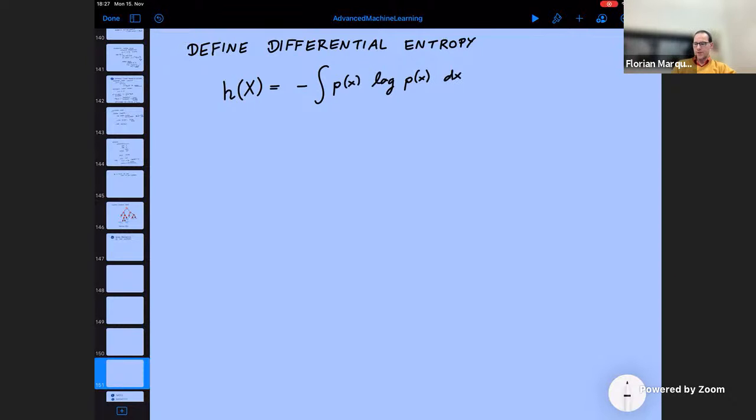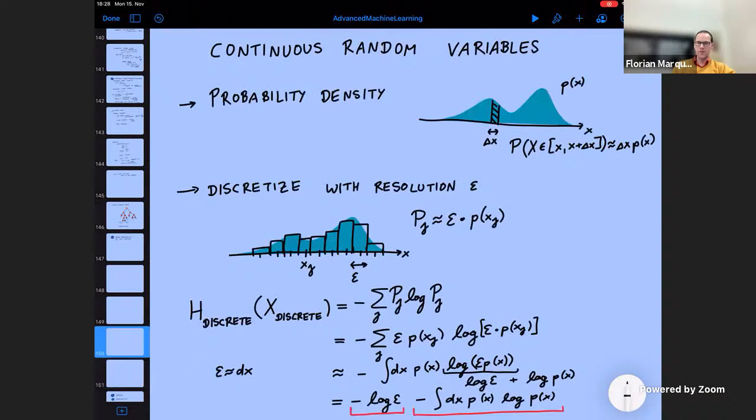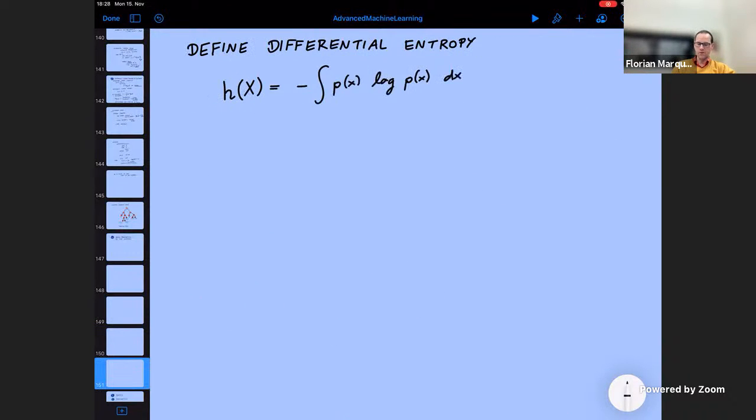Now, if we do that, we see that it has some properties that are still nice and good and comparable to what we discussed before for the discrete case. But there are other properties that are a little bit funny, and they are a little bit funny exactly because of this log epsilon term that we, so to speak, discarded. And so the first thing is h is no longer necessarily non-negative. In fact, it can be quite dramatic.